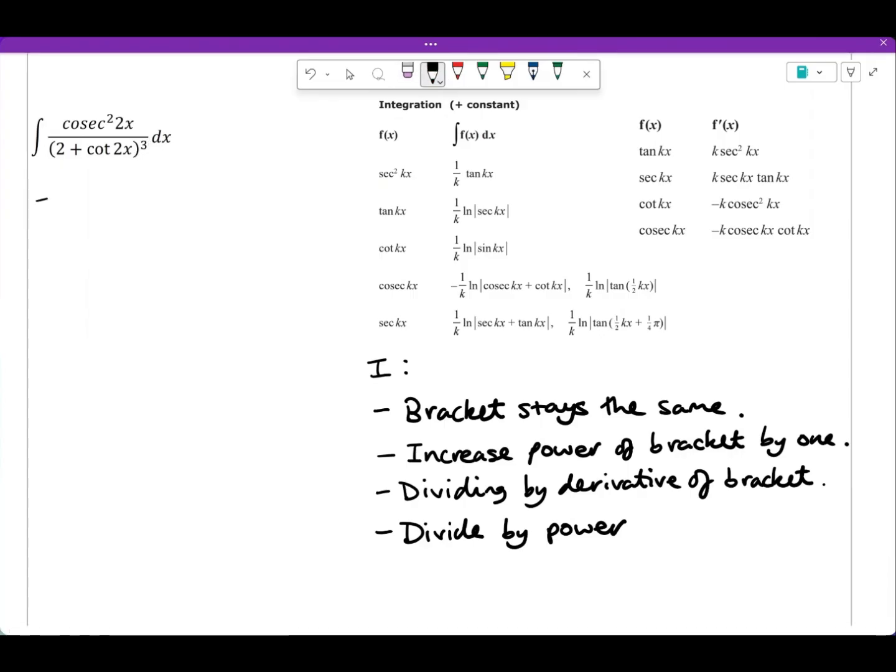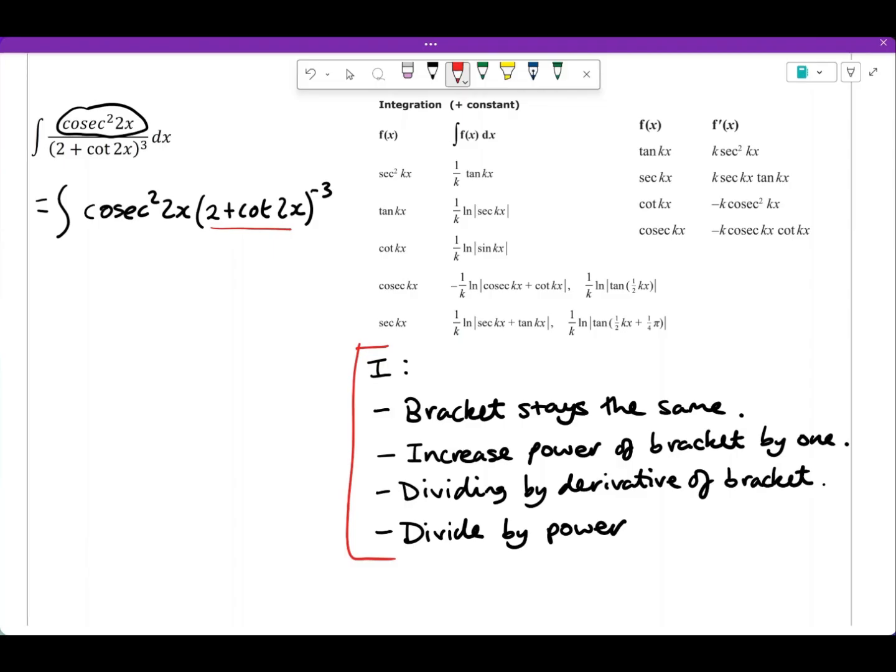Okay, I'm going to write equals to our integral symbol. We'll write our numerator, which is the cosec squared 2x. And then we're going to open brackets, write in the bracket from my denominator, so 2 plus cot 2x. However, it's going to be raised to the power of negative 3 instead. So I've written it in this format, and what we've essentially got is a function written in my brackets, raised to a power, being multiplied by something else. So I've got my steps for integrating when we have functions raised to a power down here in brackets.